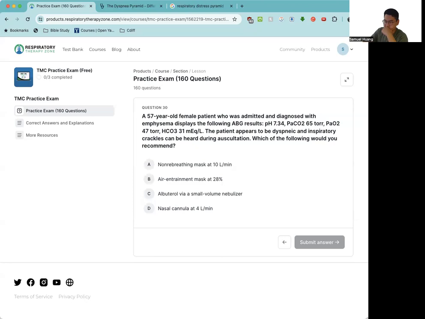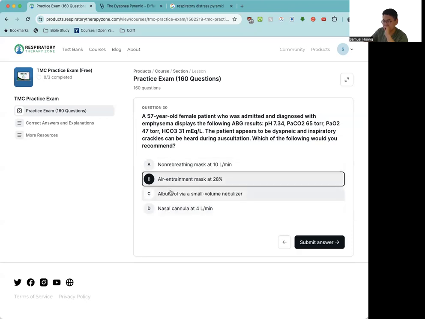We want above 55, SpO2 greater than 88. They don't give us the SpO2. So you just want to help them provide FiO2: nasal cannula, non-rebreather, air entrainment. This is like the Venturi mask.